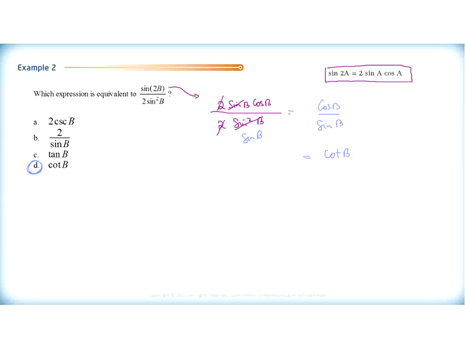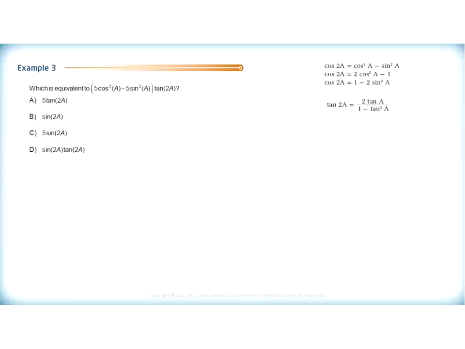So all we're doing is simplifying expressions that involve these different identities. Here's another example. Again, at this point, you may want to pause the recording and try this on your own before I actually do it.